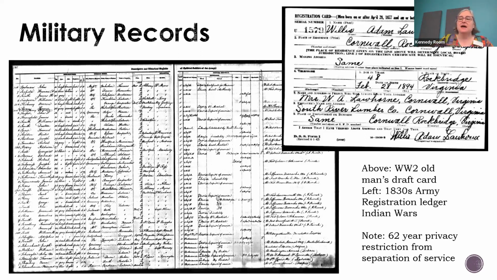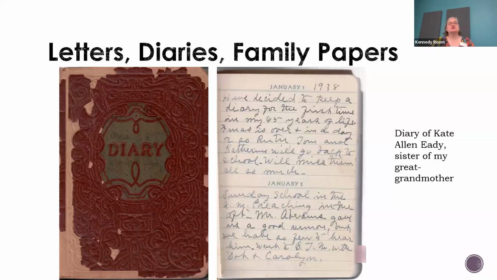So you may find letters, diaries, and family papers. These can be helpful, or they can just fill in some fun information and give you a sense for what your ancestor might have been like. This is the diary of my great-grandmother, Alan Rouse's sister. January of 1938: have decided to keep a diary for the first time in my 65 years of life.